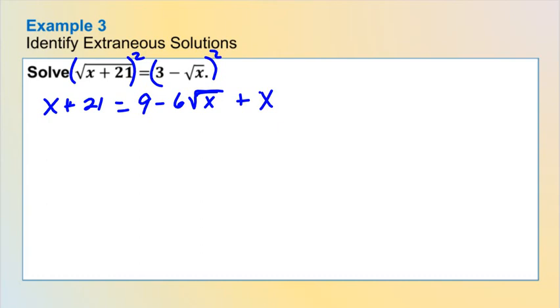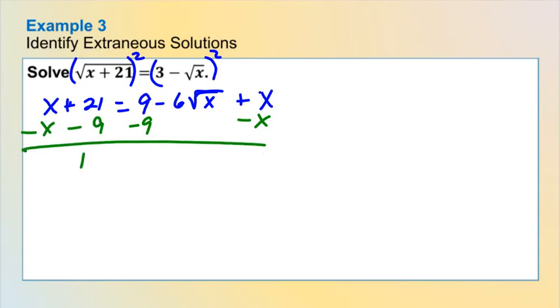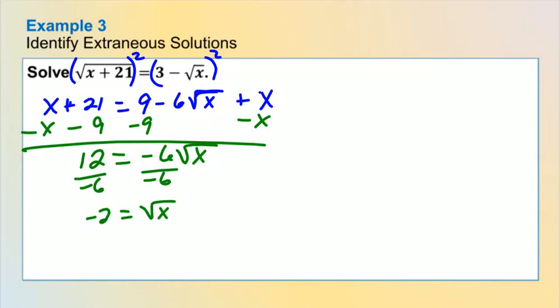Now from here, we're going to get everything away from the radical, so I need to subtract x and subtract 9 on both sides. Now we're left with 12 equaling a negative 6 square root of x. To get the radical by itself, divide by negative 6. I have a negative 2 equaling the square root of x. To undo a square root, we square both sides, and we get x equaling 4.